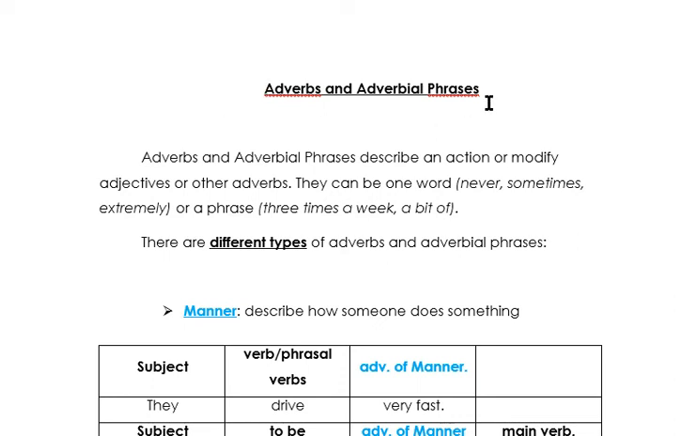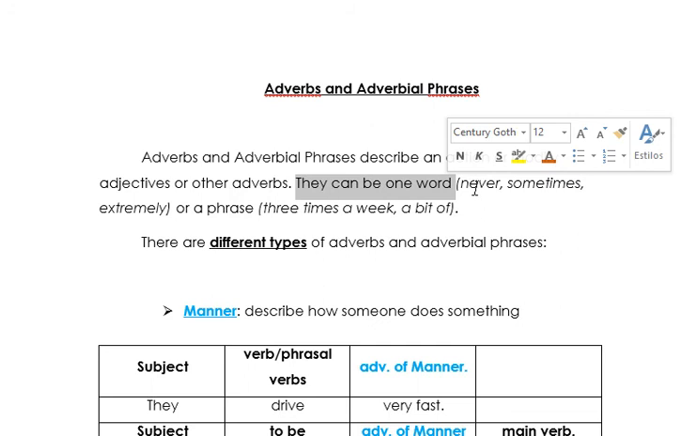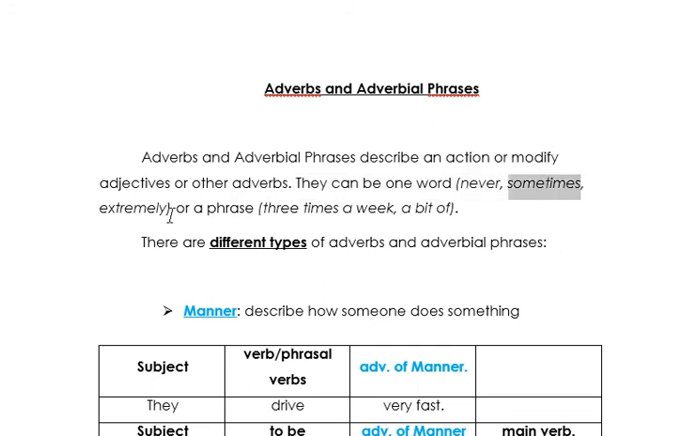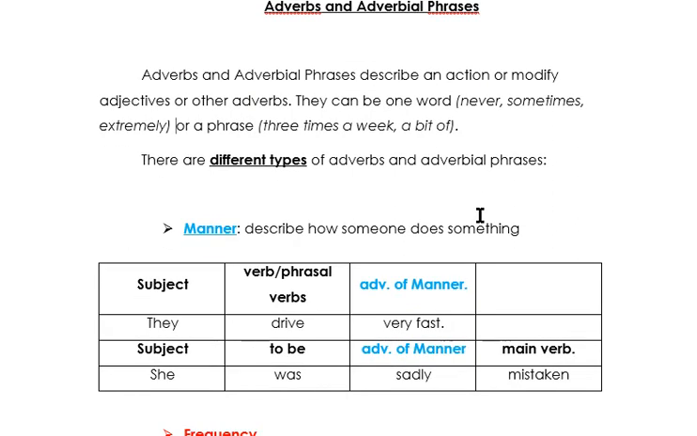Adverbs and adverbial phrases. Okay. Adverbs and adverbial phrases describe an action or modify adjectives or other verbs. They can be one word, for example, never, sometimes, extremely, or they can be a phrase, 3 times a week or a bit of.